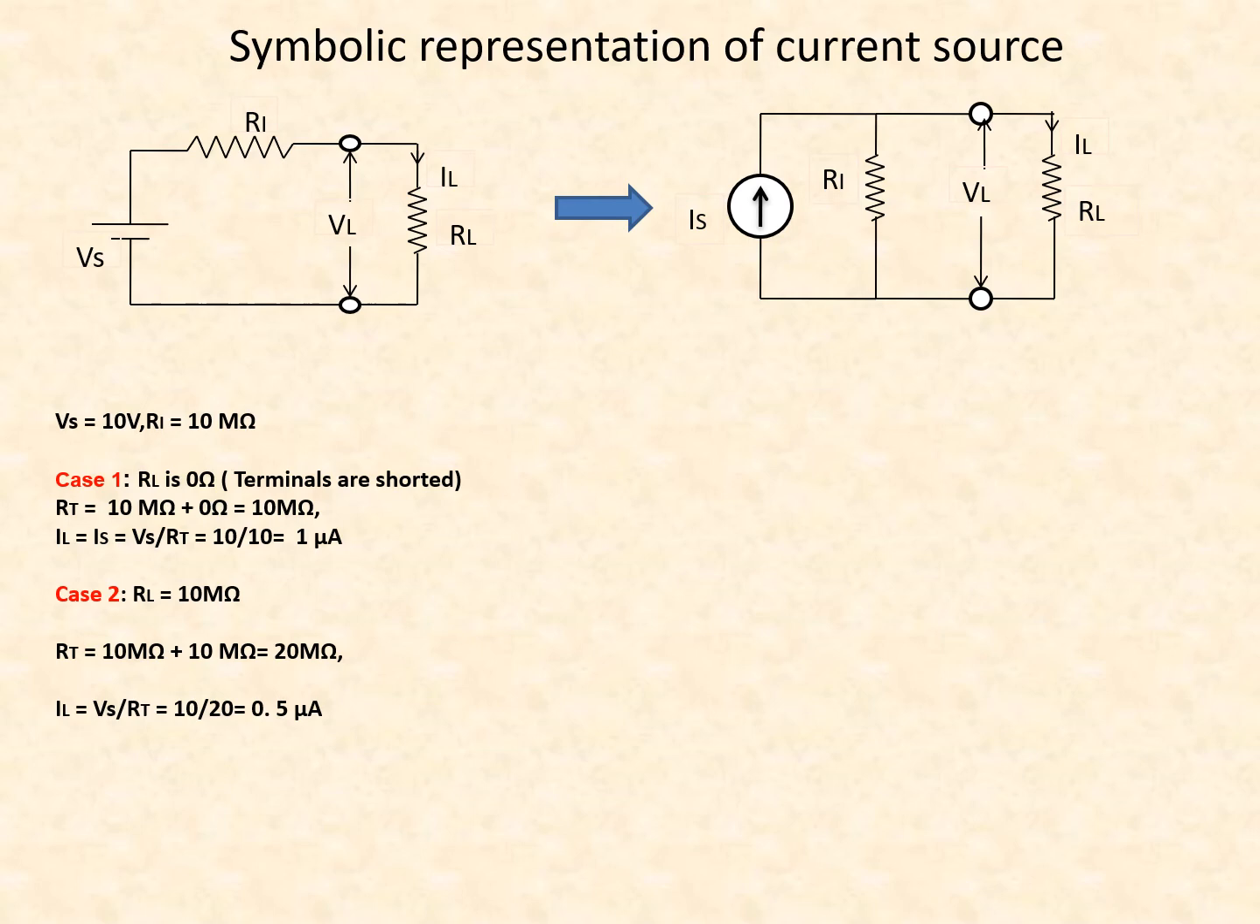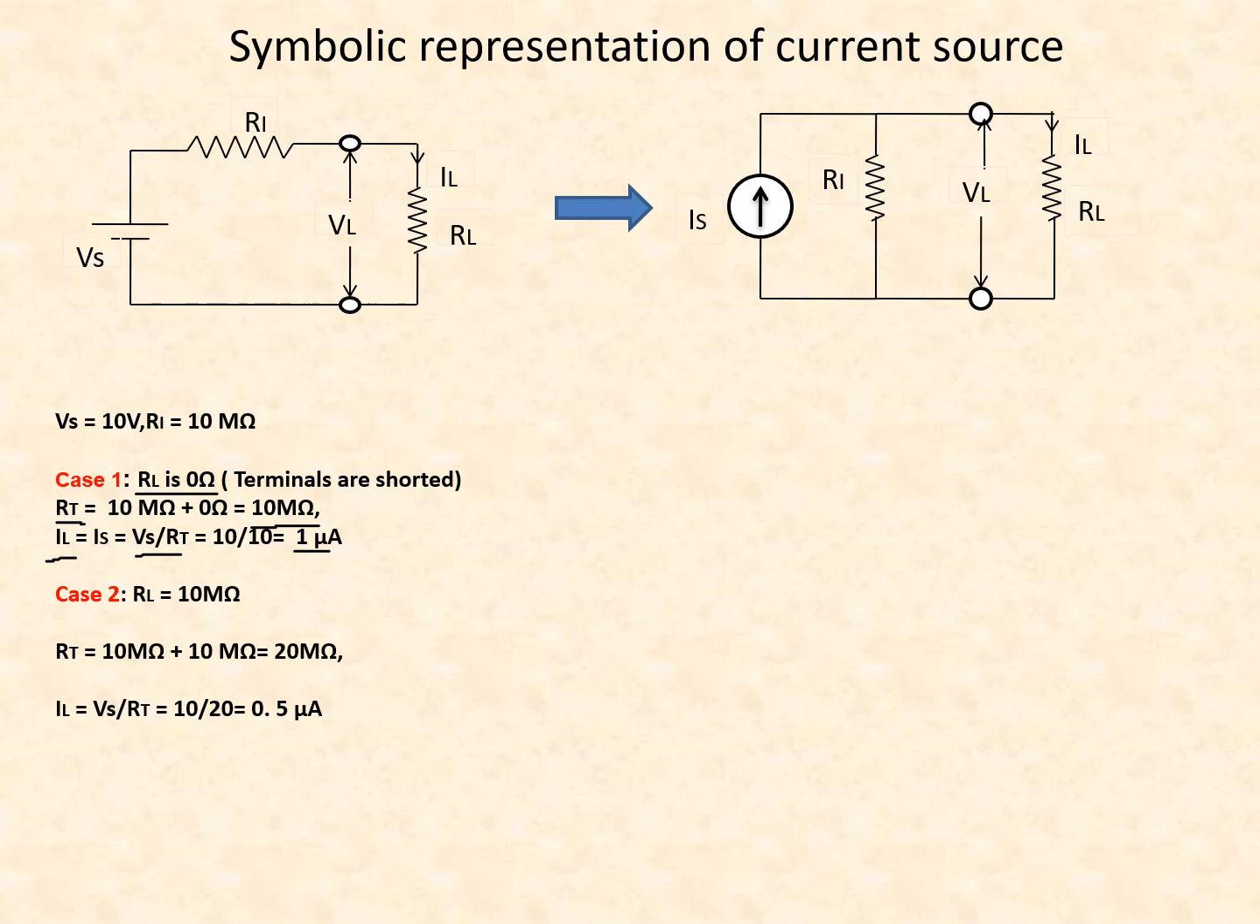So when RL is equal to 0 ohms, that means terminals are shorted, we have calculated load current. How it is calculated? It's a simple way. RT is equal to 10 mega ohms plus 0 ohm because it is shorted. So I am getting RT 10 mega ohms. And from that IL is calculated by Vs by RT. So I am getting 10 by 10, that is equal to 1 microampere. So this current is known as a short circuit current because RL is made 0 ohms.